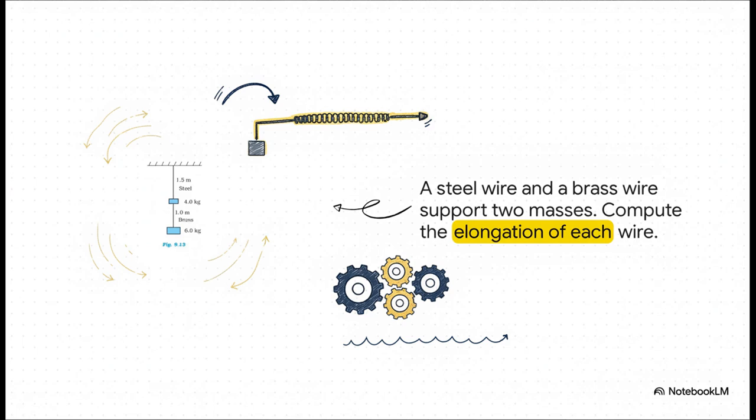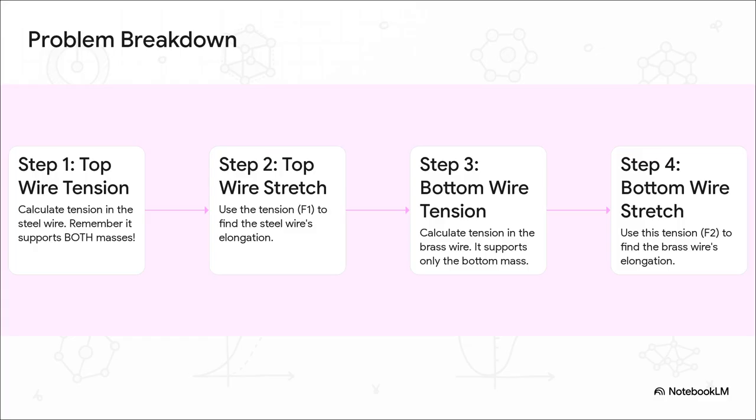We've got a steel wire up top and a brass wire hanging from it, and together they're holding two different masses. The goal here is to figure out the elongation, the stretch, in each wire individually. To solve this, you have to be really systematic and really careful. The key to not getting tangled up here is to just break it down into simple steps.